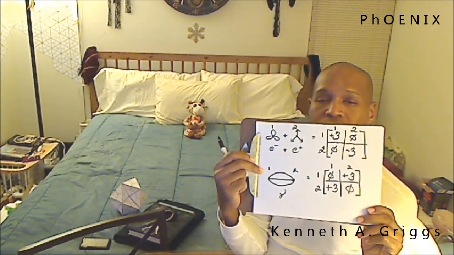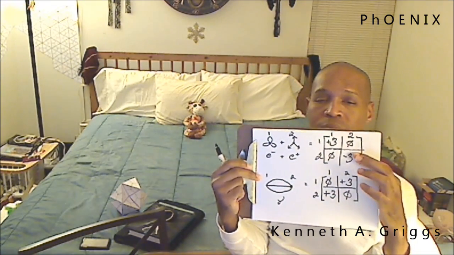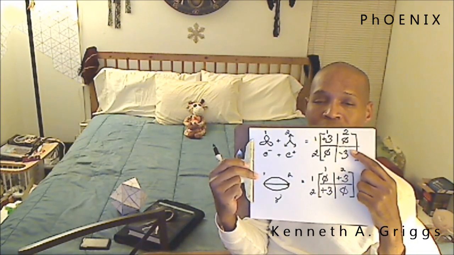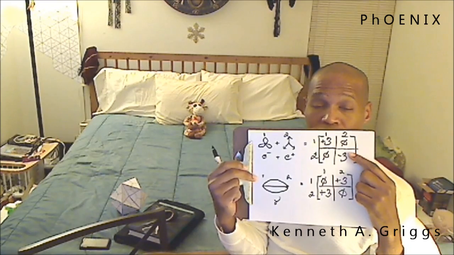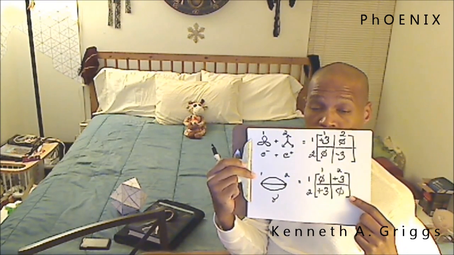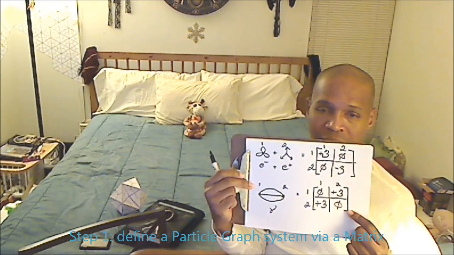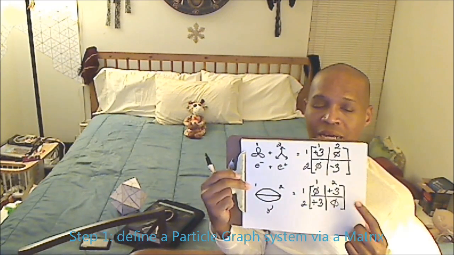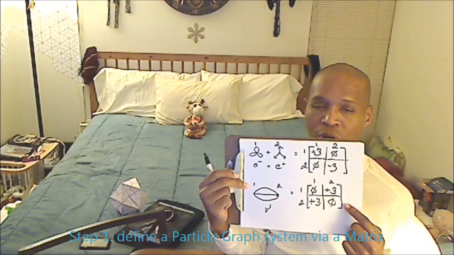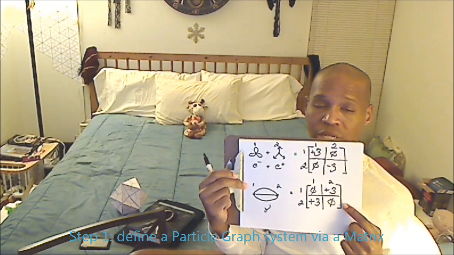Okay, so now you guys see the 2 matrices, right? And the 2 systems that they describe. This describes a positron and an electron and a positron, and this describes a photon. So this is the first step of the mathematics. That is, you define a system of particles or a single particle according to a matrix.